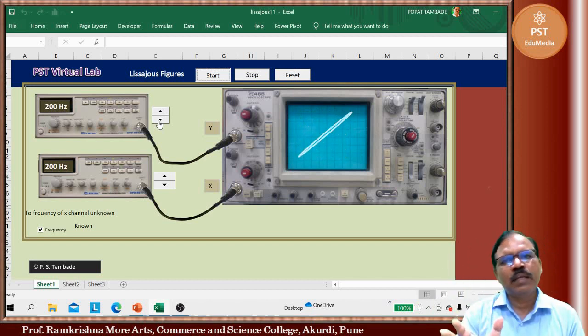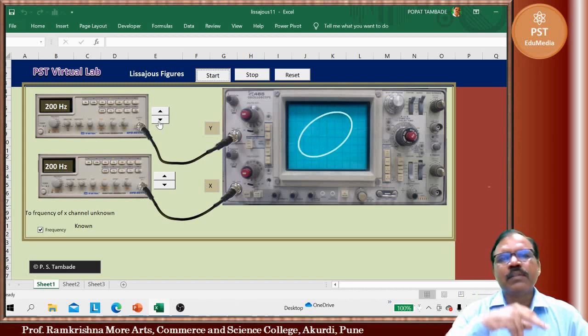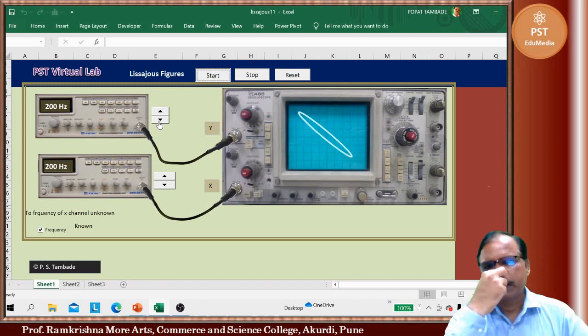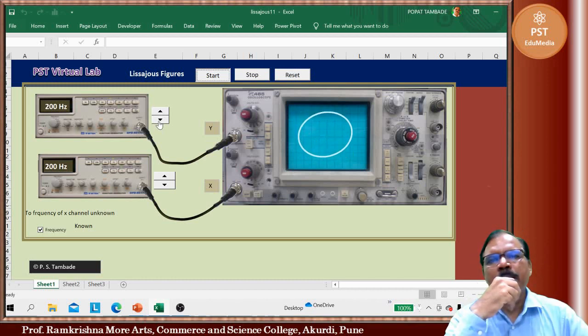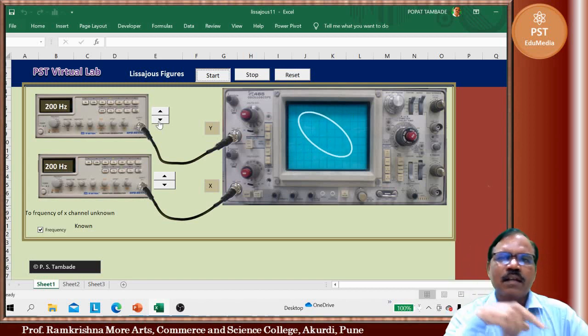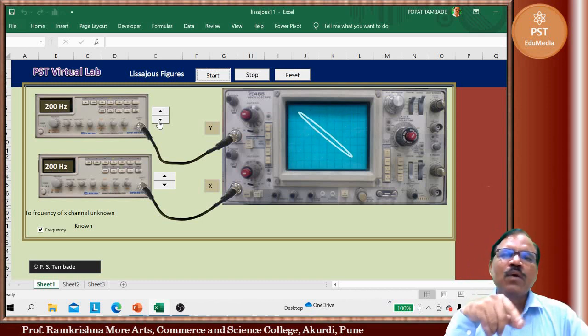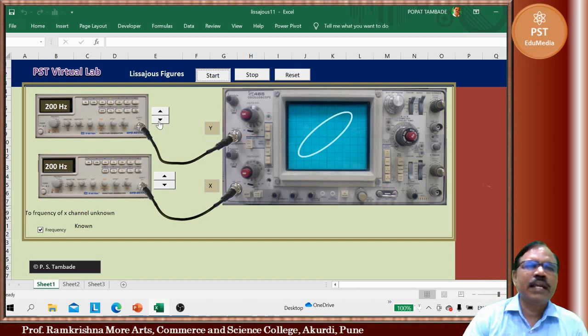For pi/2 phase we get a circle, for pi/4 we get an oriented ellipse, for pi we get a straight line like this. So sorry, for pi/2 we get a circle, for 0 we get a straight line in the xy plane with positive slope. For pi/2 we get a circle, for pi we get a straight line with negative slope, and so on. So in this way we get this one.